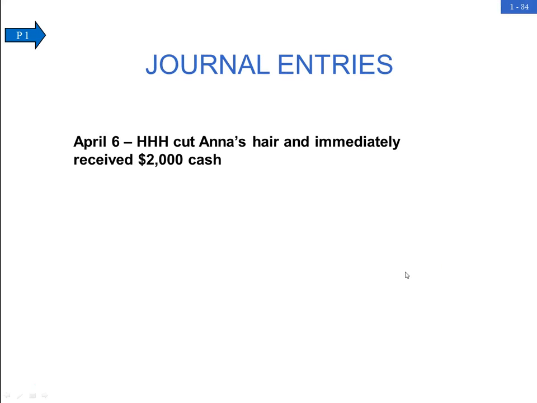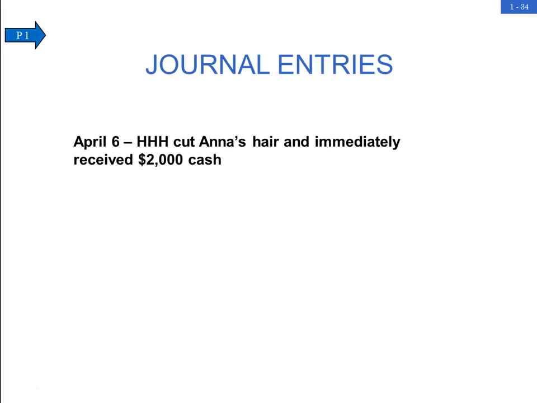April 6th, Harriet the haircutter of Hollywood cuts Anna's hair. That's a client of ours, and we immediately receive $2,000 cash. Very simple here. Cash is an asset. To show an increase in an asset, we debit it, right? And to show it, what else?